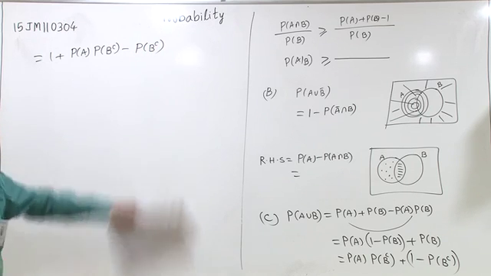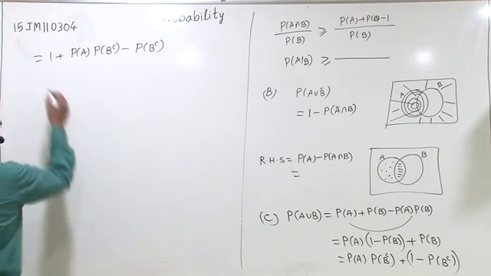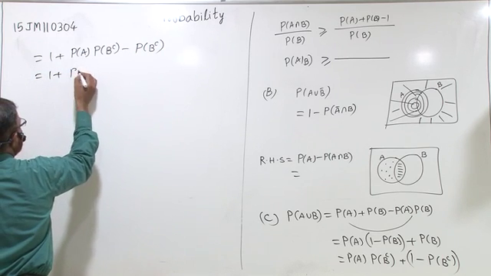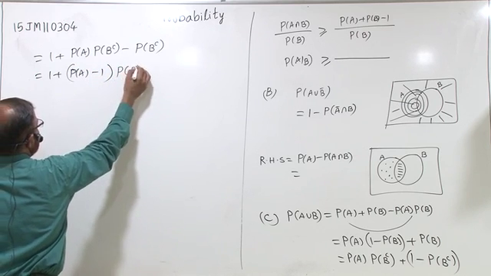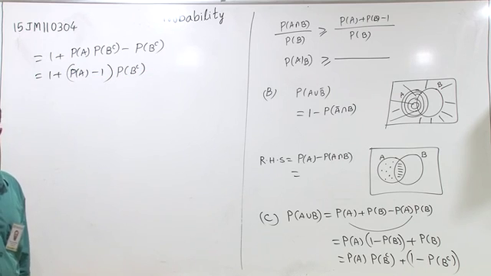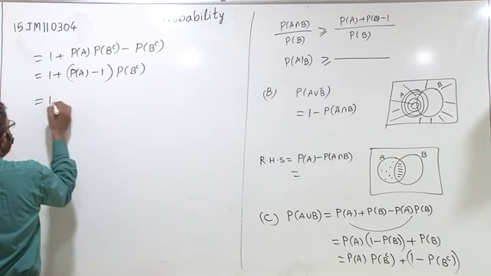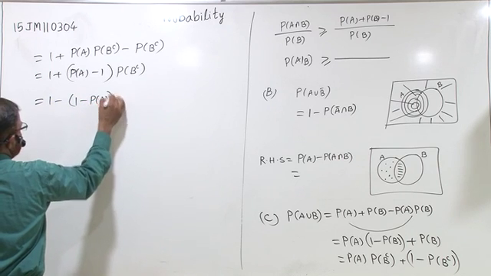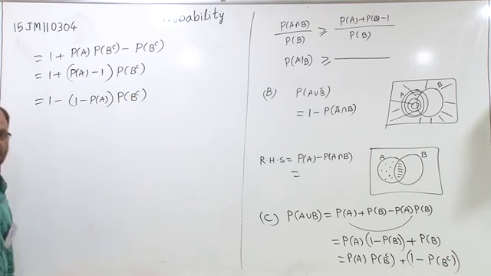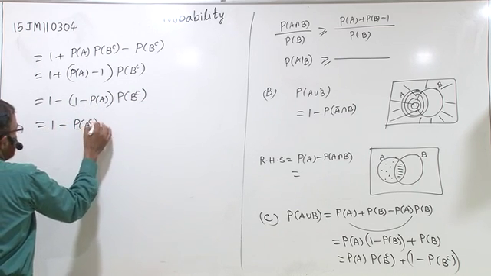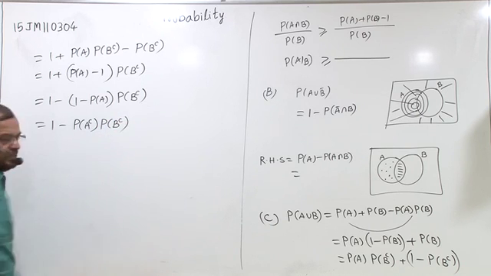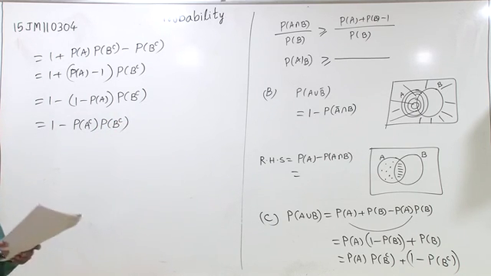From the second and third terms here I can take common probability of B complement: 1 plus probability of A minus 1, times B complement. What we know is 1 minus probability of A is equal to probability of A complement. Here it is probability of A minus 1, so I take minus common. If it is 1 minus probability of A, this can be written as probability of A complement into probability of B complement, which is the right hand side, and which is a true statement.